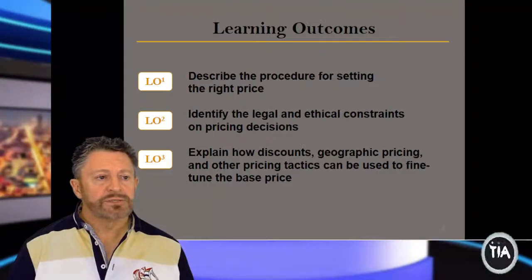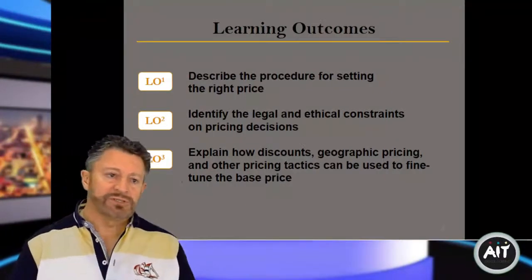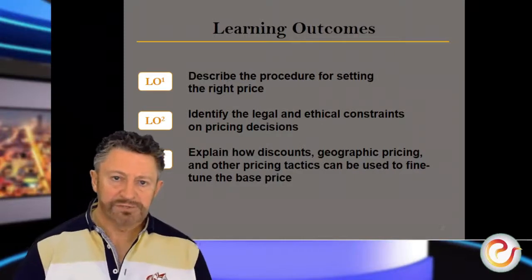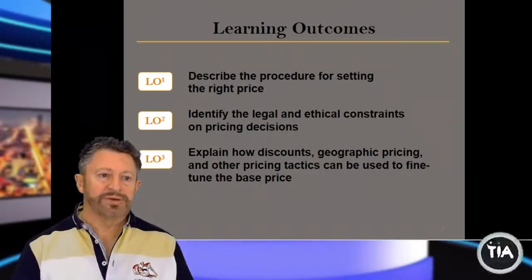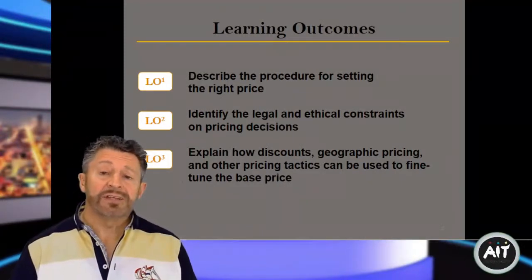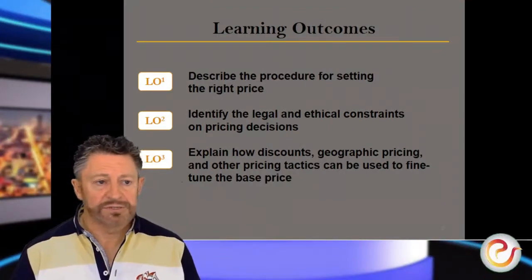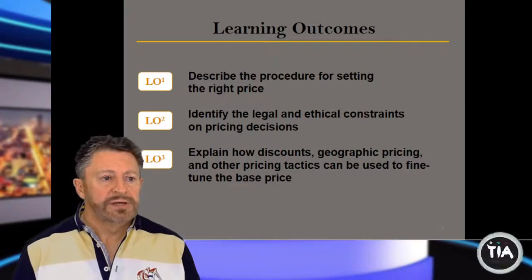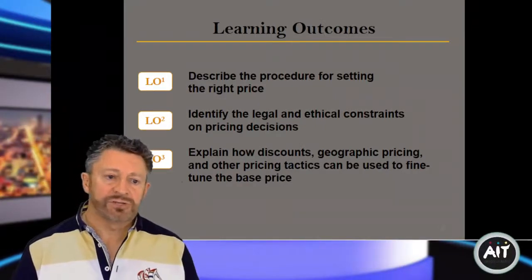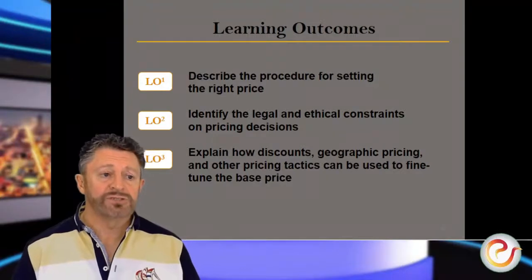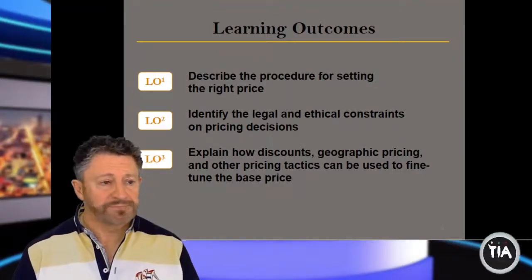So we start to look at some of these learning outcomes. Describe the procedure for setting the right price. Again, like everything, there is a process and a procedure, going through the five steps. Identify the legal and ethical constraints on pricing decisions. And then explain how discounts, geographic pricing, and other pricing tactics can be used to fine-tune the base price.